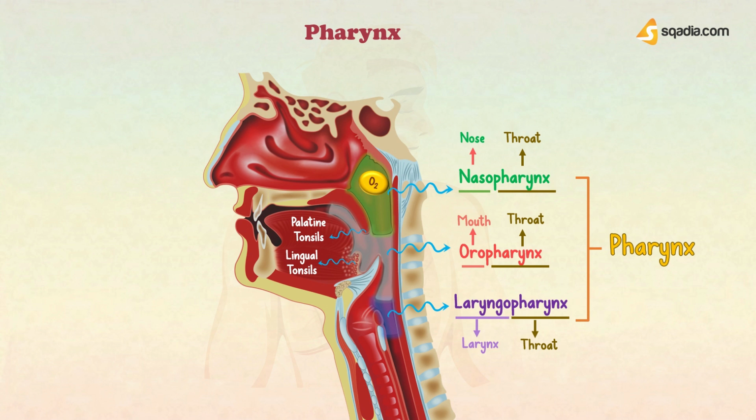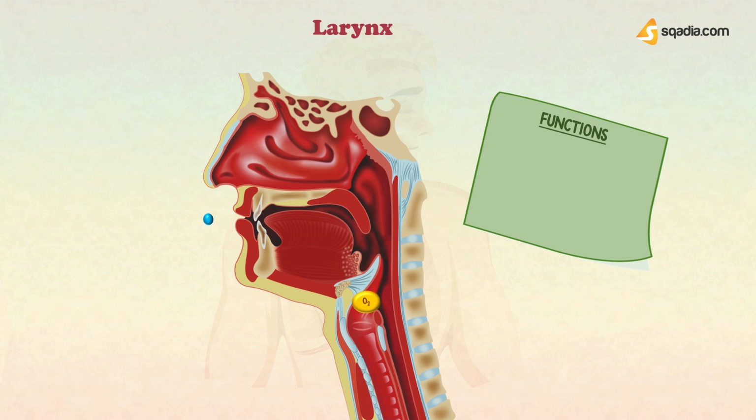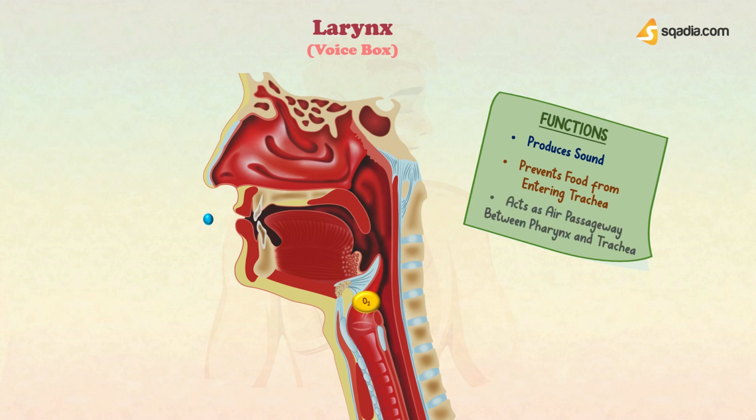Now, after the pharynx, air enters the last part of the upper respiratory tract. That is larynx. Well, it actually has three functions. First one is obvious from the other name of larynx, that is voice box, because it contains the vocal cords, so it is responsible for producing sound. Secondly, it prevents food and liquids from entering the trachea. And third, of course, is that it acts as an air passageway between the pharynx and trachea.